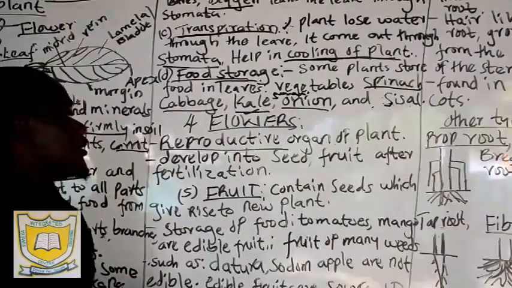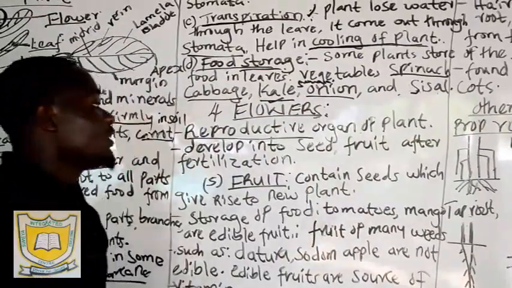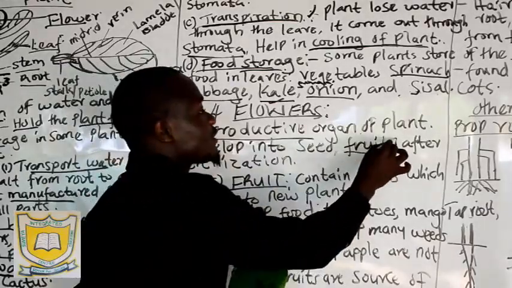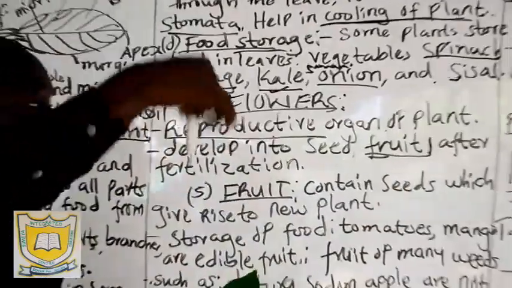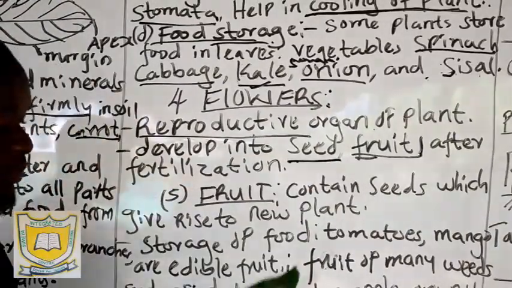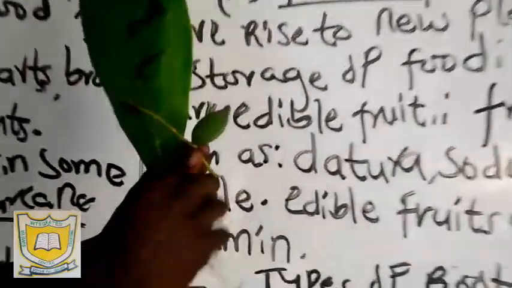Now, what happens immediately after fertilization in a flower? When fertilization occurs, these flowers develop into a fruit, and inside the fruit we have the seeds. For example, this is the fruit of this plant. Inside this fruit we have what we call the seeds.